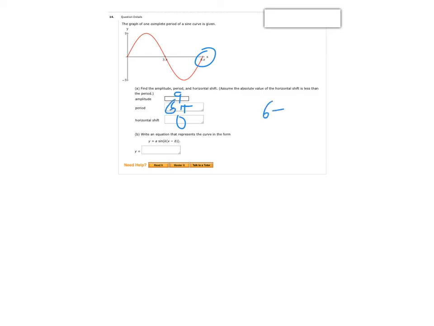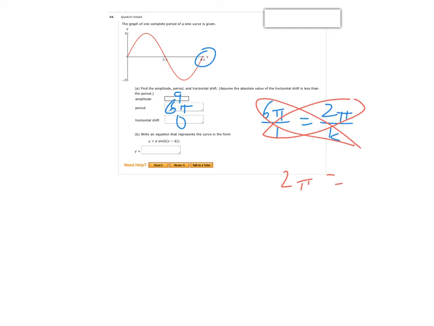So what I would do is I would set the period equal to 2 pi over k. Remember, that's how we always find k, is 2 pi over k. So I'm going to set the period equal to that. I'll go ahead and cross multiply here. So 2 pi equals 6 pi k. I'm going to isolate k, so I'm going to divide by 6 pi. And so k equals 1/3. And so I'm going to write this as 9 times sine of 1/3 x.